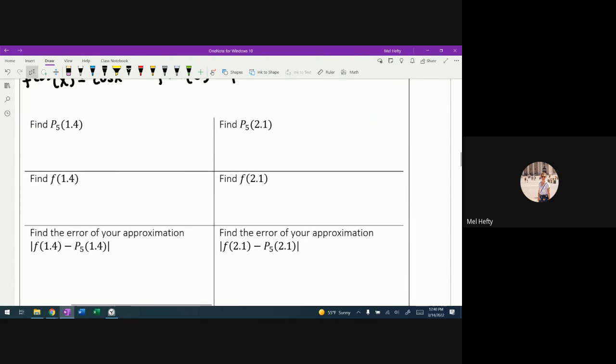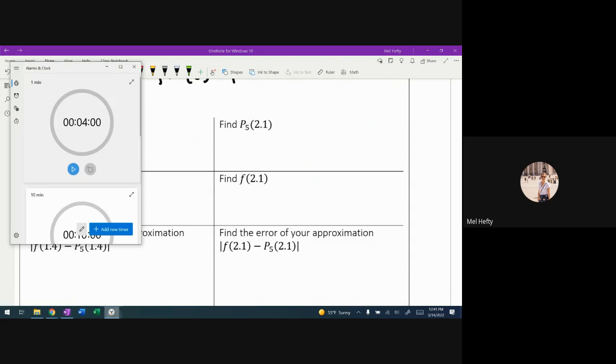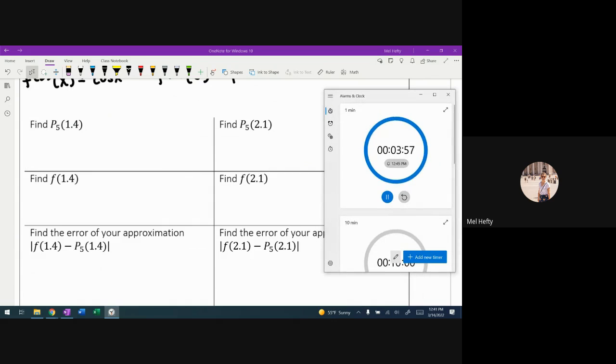Then you're going to do the same thing with 2.1, and then I want you to think about the questions at the end of this. So you're trying to fill out the rest of the page. I'm going to give you about 4 minutes to try to fill out the rest of this page.